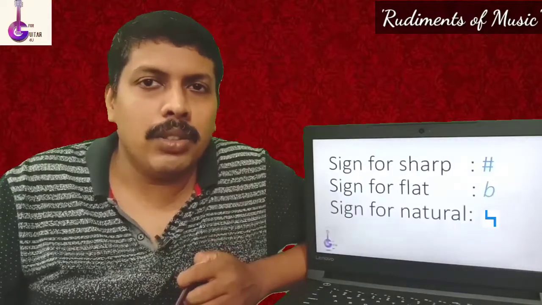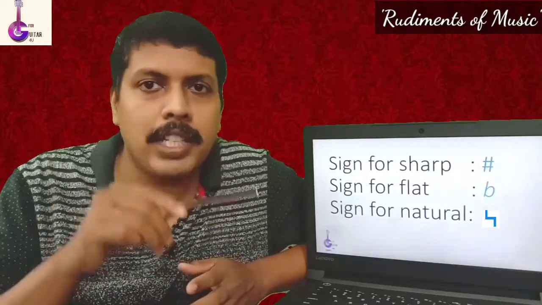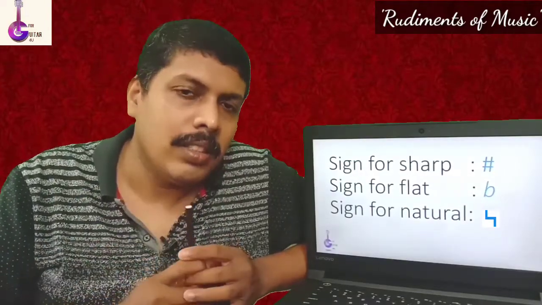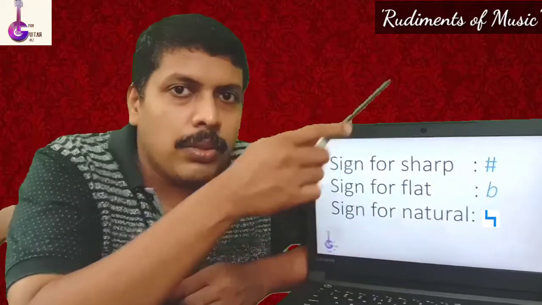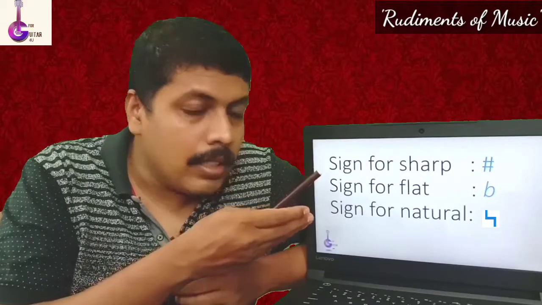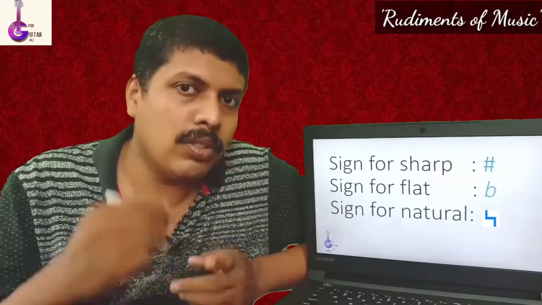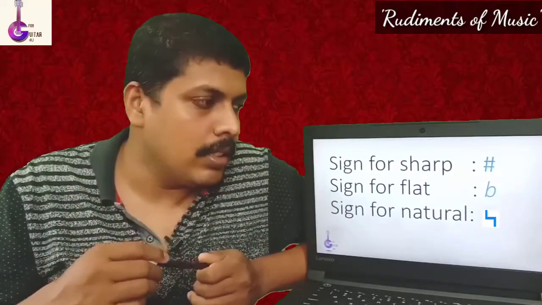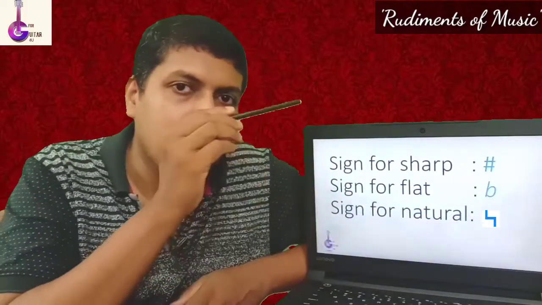Okay, next we are going to learn about the signs for sharp, flat and natural. The sign for sharp is the hash mark. We can all see it on mobiles. Okay, the sign for flat is like this. It is almost similar to the letter b in English, but it is written in an italic manner. Okay, and the next is the sign for natural. It is almost similar to the number 4 in mathematics. Not exactly the number 4, it is almost like this. Okay.